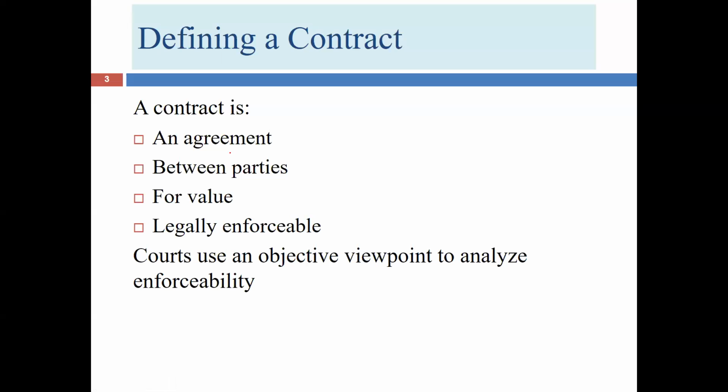Well, it's an agreement. No big surprise there. If people can't reach an agreement, well, they don't have a contract. It's between parties. I can't have a contract with myself. Just doesn't happen. For value, we're involved in some kind of economic exchange, and it has to be legally enforceable. So we have a contract is an agreement between parties for value that is legally enforceable.